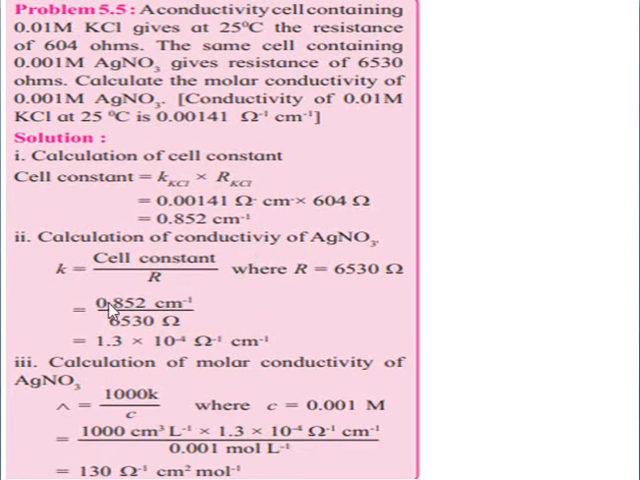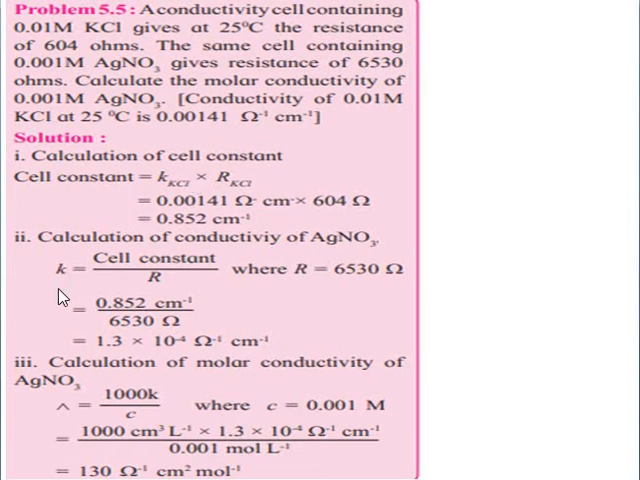In this numerical, we first calculate the cell constant. The cell constant is given by this formula: the conductivity of KCl multiplied by the resistance R of the KCl solution. The conductivity is given as 0.00141 ohm inverse centimeter inverse, and the resistance is 604 ohms. Therefore, the cell constant is equal to 0.852 centimeter inverse.